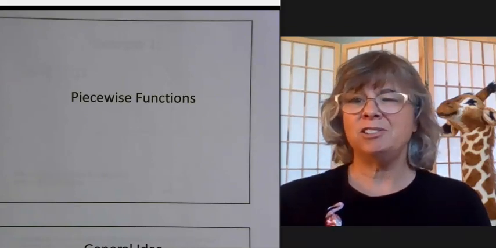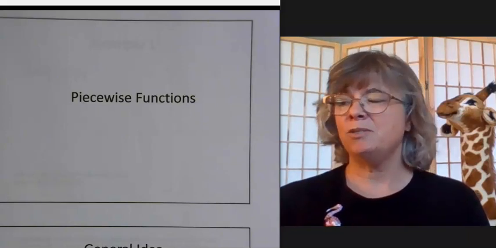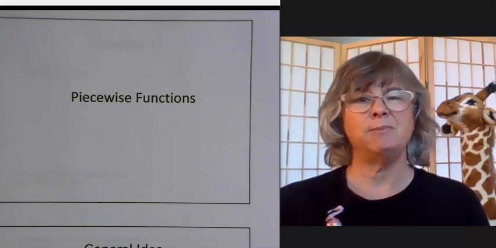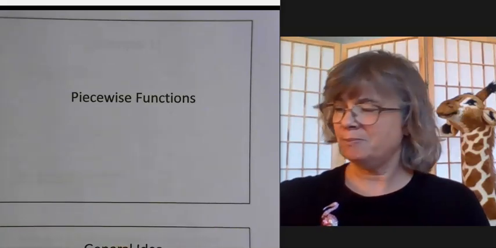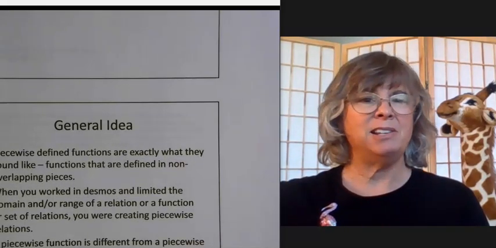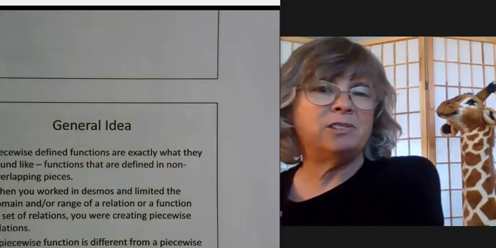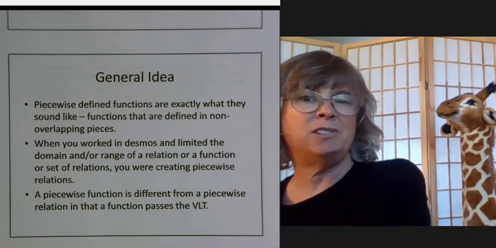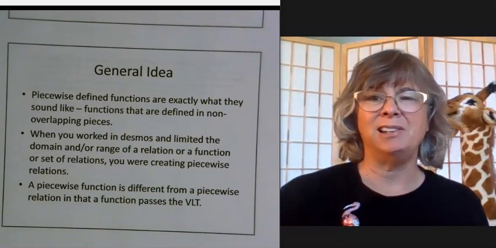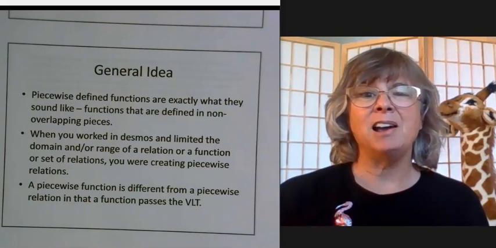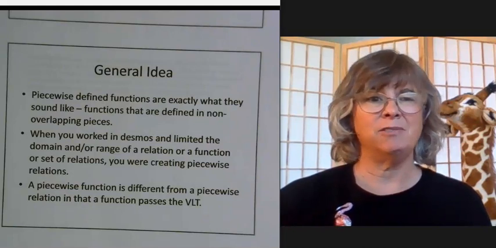So let's look at the general idea, and I want to show you the symbolism that you'll see in maths, because it doesn't always look like just what Desmos did. Okay, so the general idea is that piecewise functions, or piecewise defined functions, are exactly what they sound like: functions that are defined in pieces, and the non-overlapping part is what makes them a function.